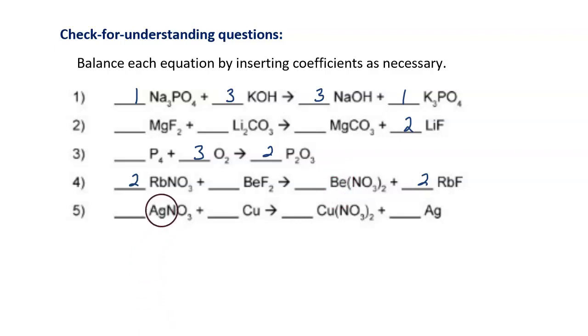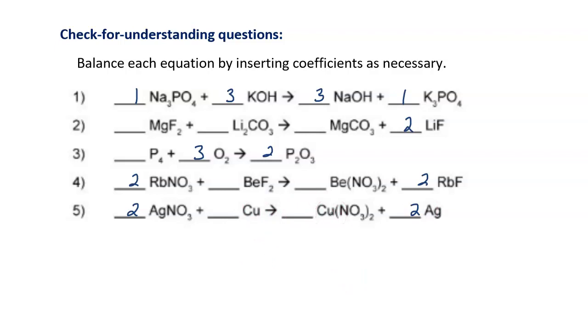Now number 5. There's 1 silver, and over here, 1 silver. So the Ag's okay right now. Let's look at nitrate. There's a single nitrate here, but right here there's 2 nitrates. So we need a 2 in front. But now the silver's not correct. There's now 2 Ag's. So we need a 2 there. And let's check copper. 1 copper, 1 copper.